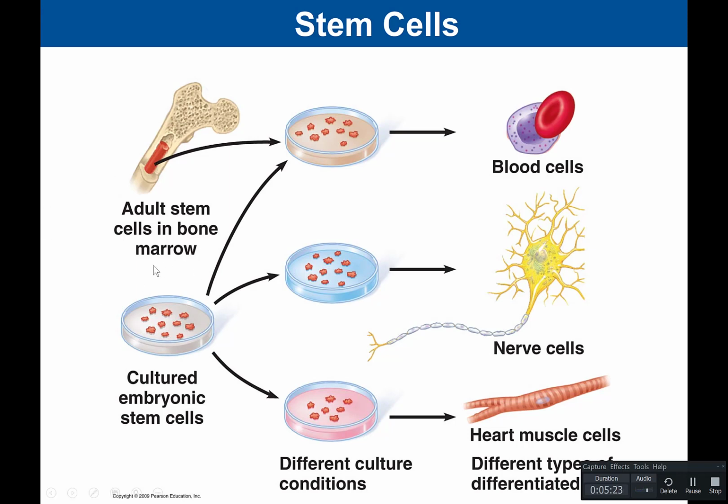Embryonic stem cells are cells from an early embryo that, when treated under different conditions, can be induced to differentiate, meaning they can become specialized to produce different cell types. So if you culture them in different cultures, they can be told to become a nerve cell, for example, or a heart muscle cell, or they can be differentiated to become blood cells. So cultured embryonic stem cells have a much greater potential in terms of the different cell types that they can give rise to.